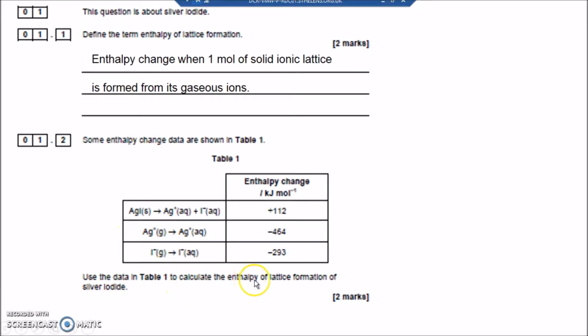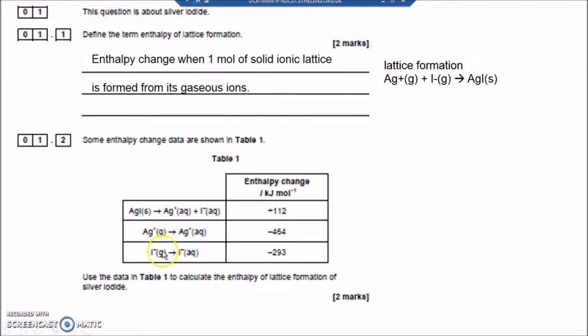Use the data to calculate the enthalpy of lattice formation of silver iodide. Well, what I'd do first of all to try and help me is write the enthalpy of lattice formation equation. So lattice formation, as we've said, is the gaseous ions coming together, 1 mole of them to make 1 mole of an ionic solid lattice from its gaseous ions. So we should be able to work out the lattice formation equation.